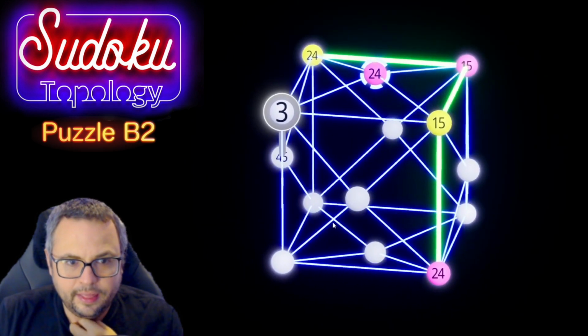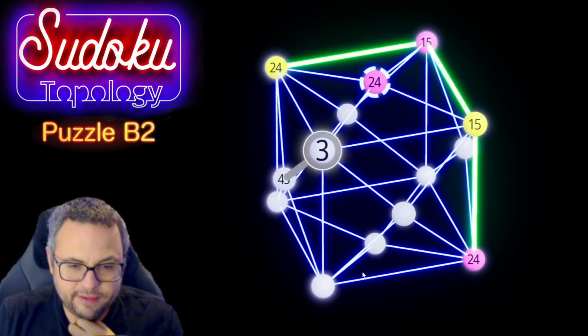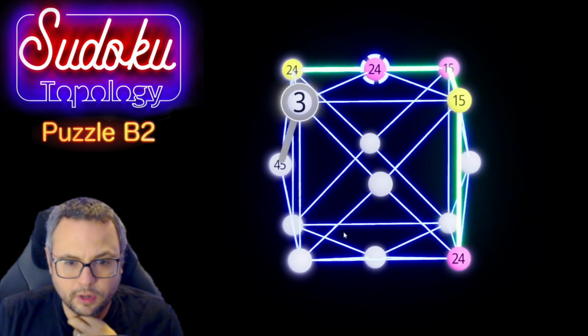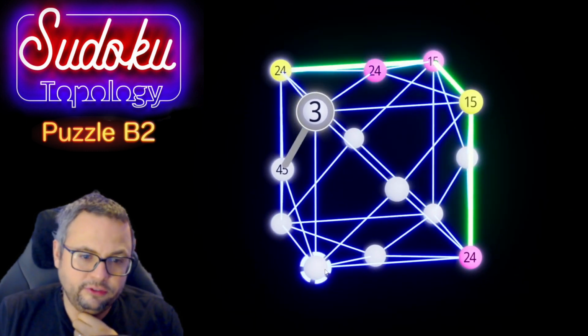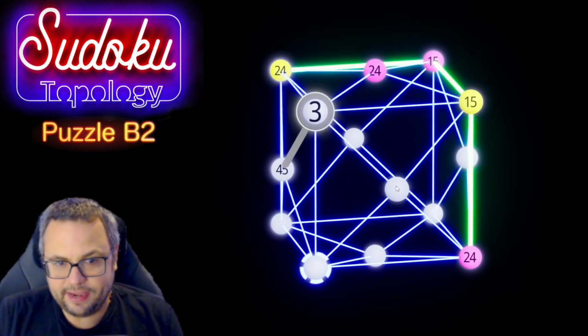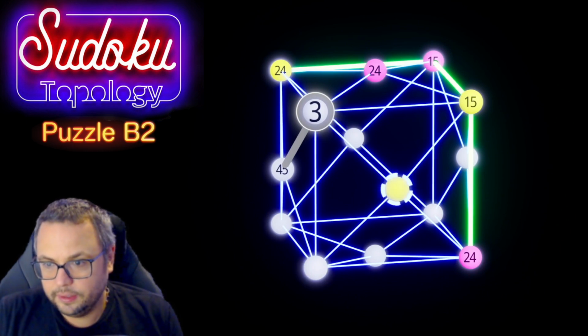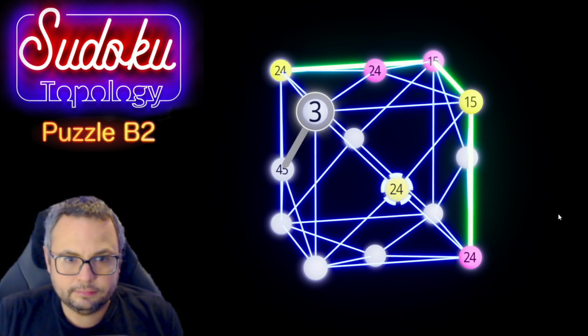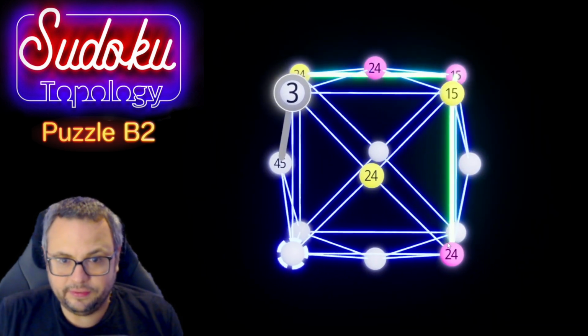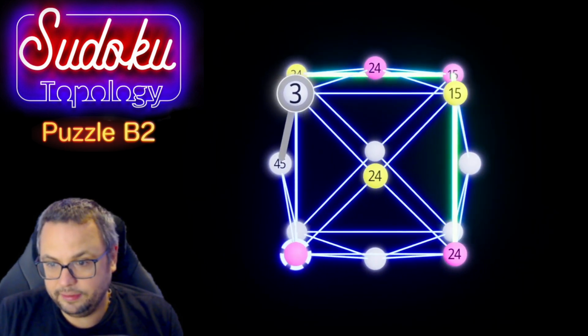Okay. This side, the one facing me, is missing the yellow 2, 4, which has to go in one of these two places, except that one shares the left face. So this is the yellow 2, 4. And so now that means that by process of elimination, this is the pink 1-5.